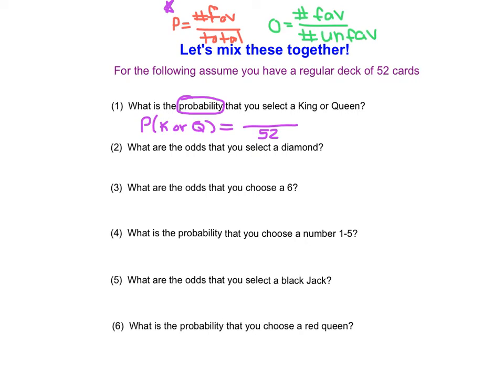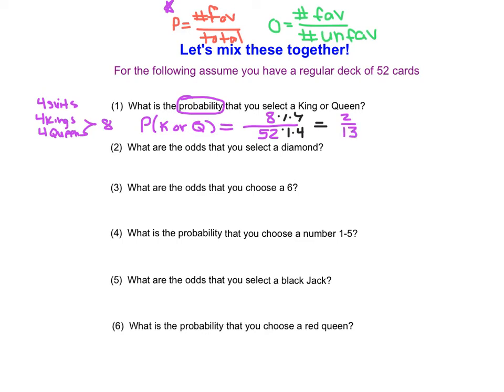Now, in my deck of cards, to find my favorable number, I need to think about kings and queens. Remember, there are 4 suits, and there's 1 king and 1 queen in each suit. So we, as a result, have 4 kings and 4 queens, 1 of each suit, for a total of 8 favorable outcomes. Now I can simplify these. They're each divisible by 4. So I end up with a probability of choosing a king or a queen of 2 over 13.